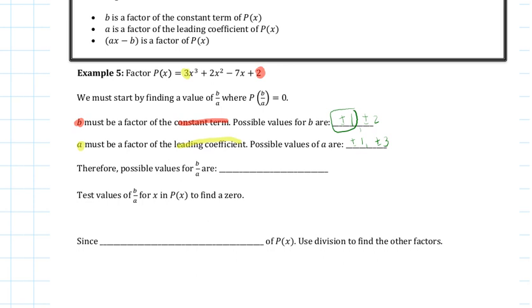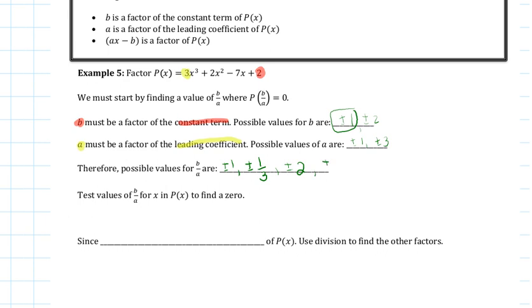So in this case, if I take the plus or minus 1 and divide it by plus or minus 1, I'm going to end up with plus or minus 1. And if I take the plus or minus 1 divided by plus or minus 3, I'm going to end up with plus or minus 1/3. Now I'm going to have to take the 2 and divide it by the plus or minus 1. So that's going to be plus or minus 2. And then plus or minus 2 divided by plus or minus 3, that's going to be 2 over 3. So these are the possible factors.